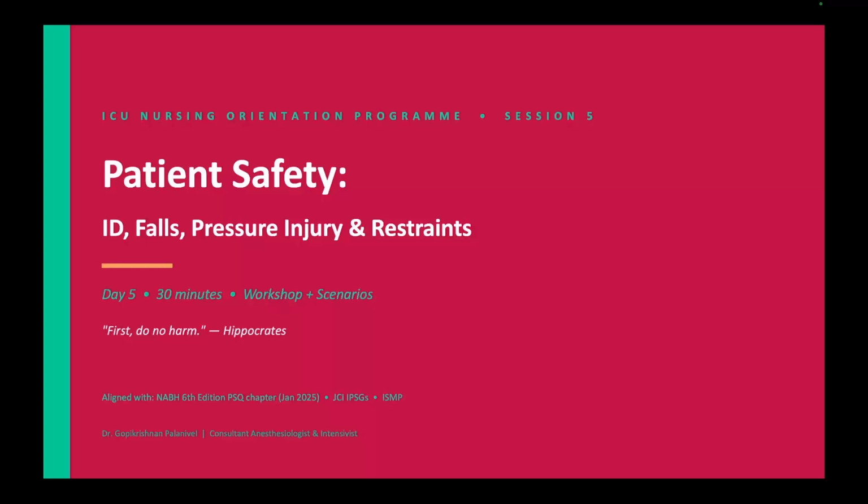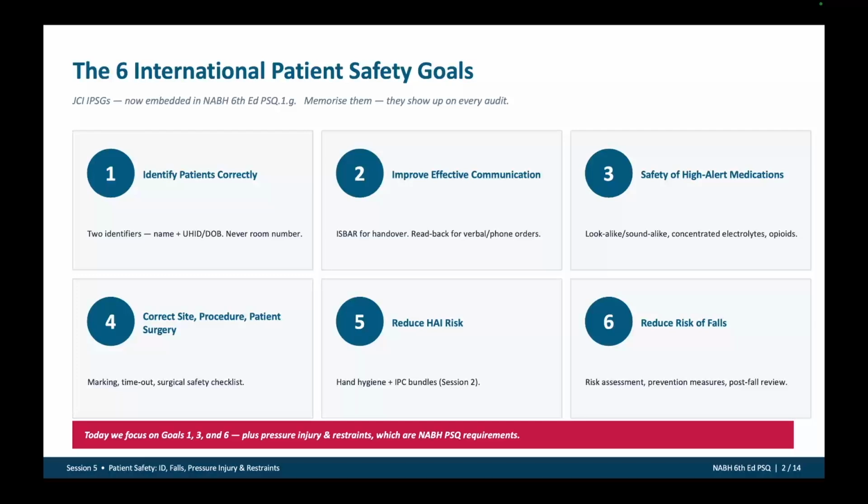The topic today is patient safety regarding the patient ID, patient files, pressure injury and restraints, etc. As per the quote from Hippocrates, first do no harm to the patients. The six International Patient Safety Goals, or JCI recognized international patient safety goals, are now embedded in the NABH 6th edition as well. Memorize them. They show up on every audit.